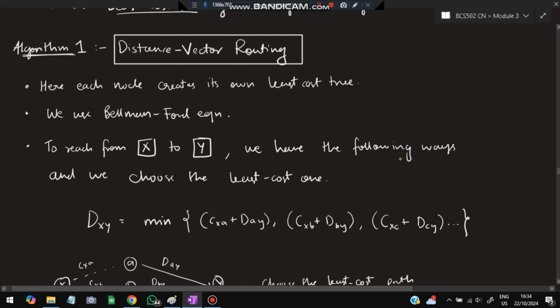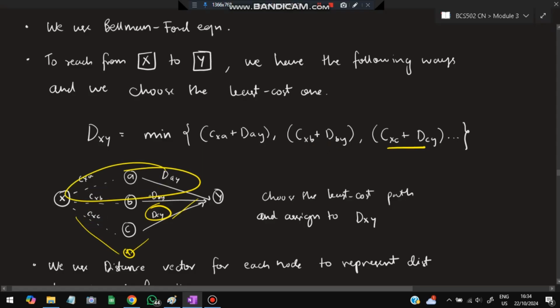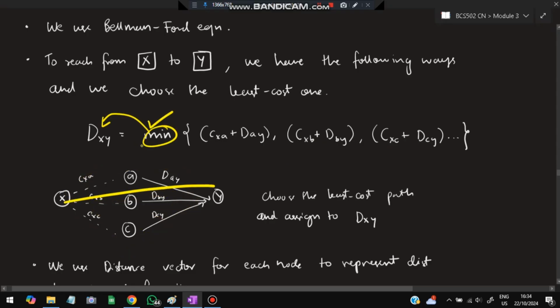To reach from x to y, we have the following ways, and we choose the least cost one. So we find the minimum. Let's suppose in this example I want to reach from x to y. Now I have the paths either through A, B, or C. What I do is add CXA plus DAY, or CXB plus DBY, or CXC plus DCY. Like that, however many nodes there are, that many paths I will add and see which costs me the least amount. Whichever is the least, I will select that minimum and assign it to DXY. So the path from X to Y will be that minimum one.